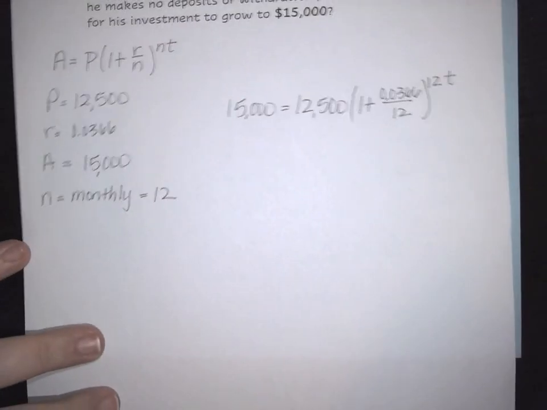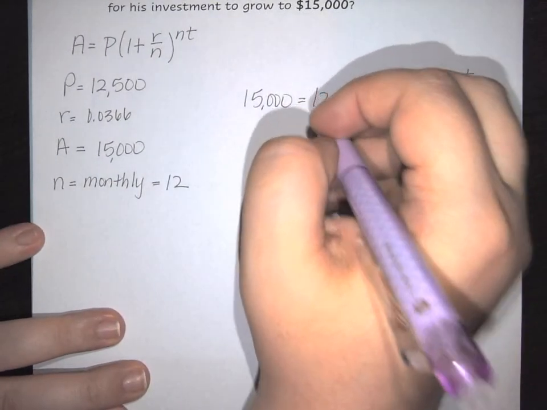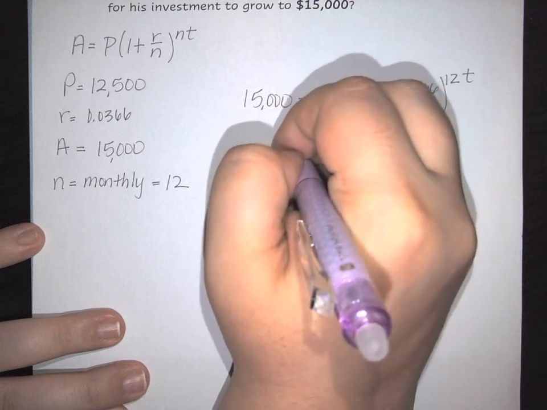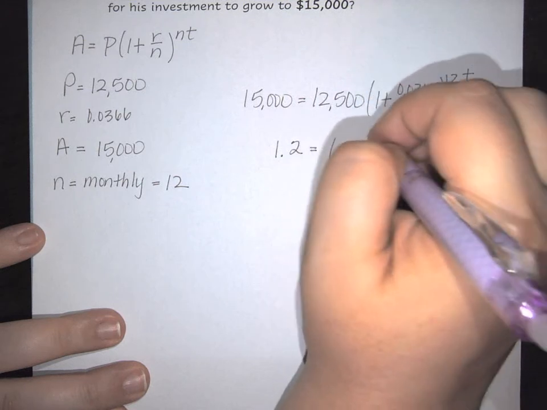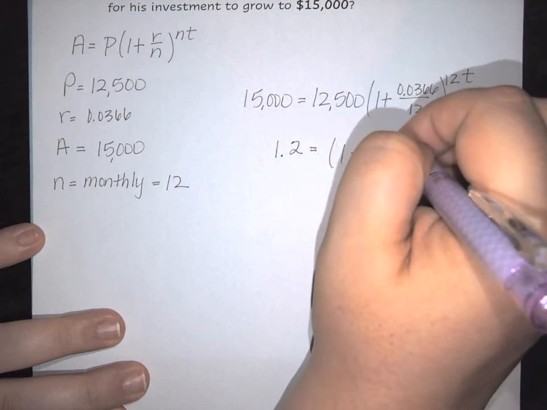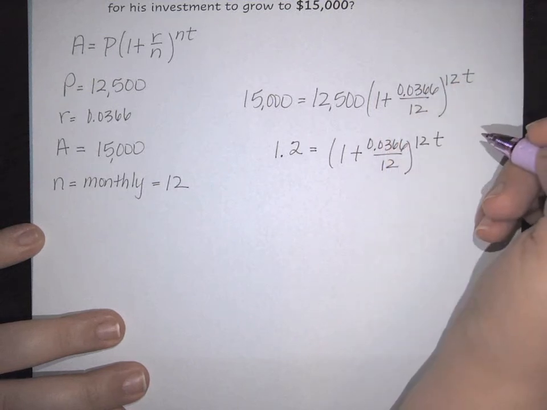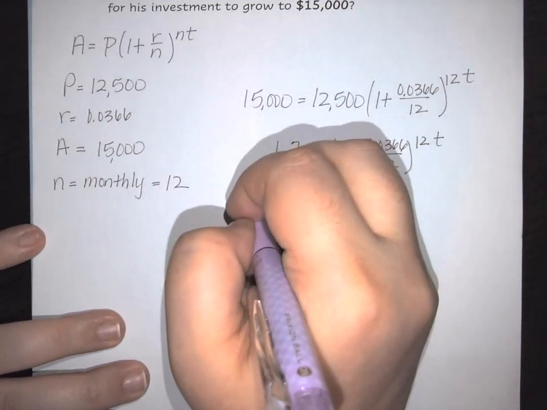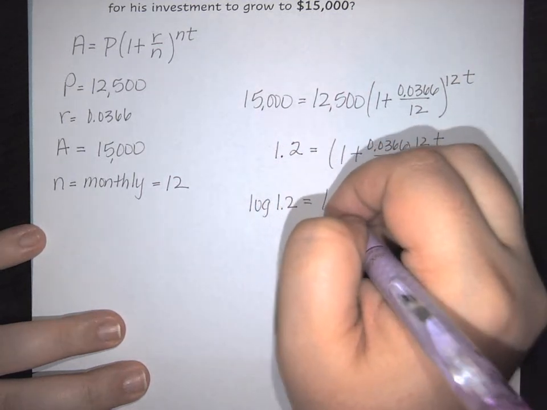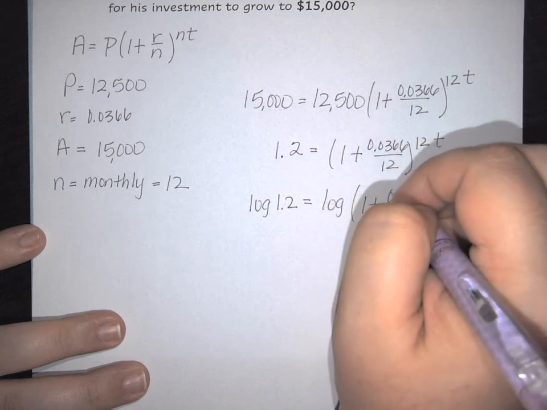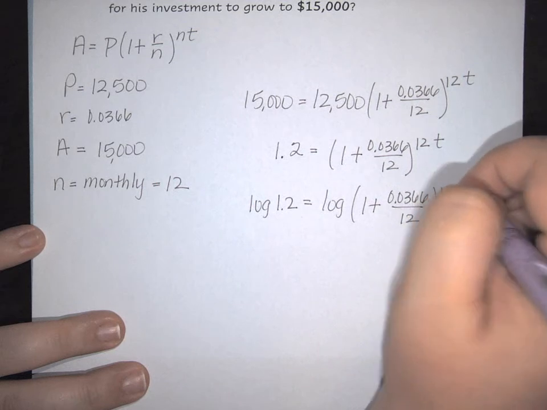So I have to start solving this down. The first thing I'm going to do is divide everything by 12,500. So this becomes 1.2 is equal to 1 plus 0.0366 over 12, to the 12t. Here I'm going to take the log of both sides. So the log of 1.2 is equal to the log of 1 plus 0.0366 all over 12, to the 12t.